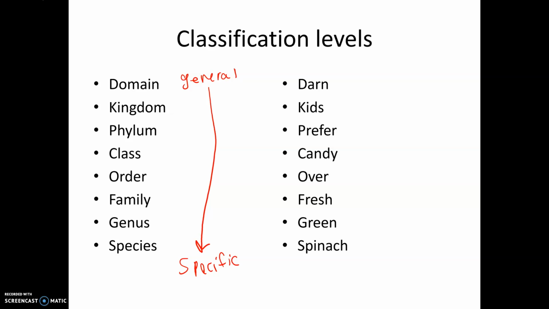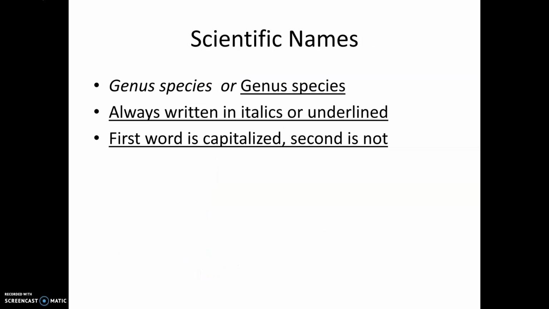A good acronym to remember these is darn kids prefer candy over fresh green spinach. And the words that we're comparing with those are domain, kingdom, phylum, class, order, family, genus, and species. The 2 that we're going to talk about most specifically are genus and species, because that is how different organisms are actually named. They're named by their genus and their species.